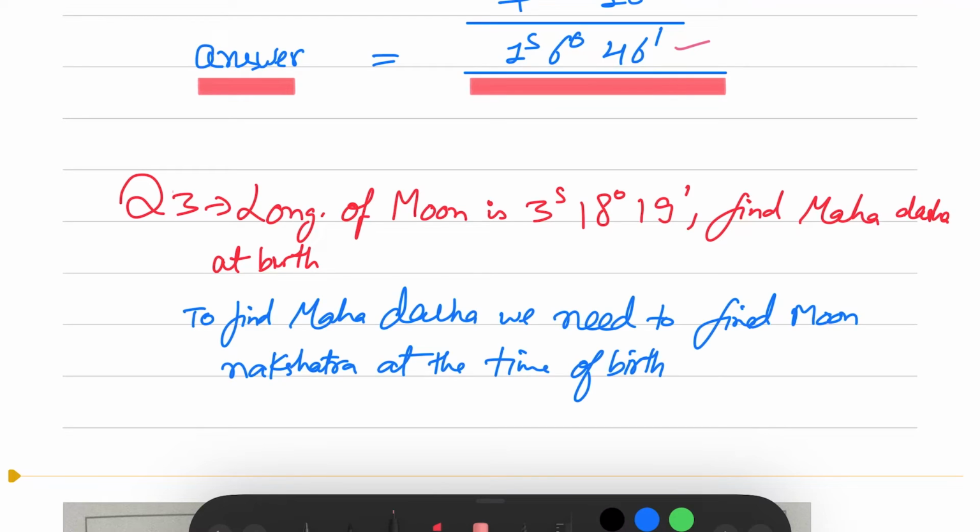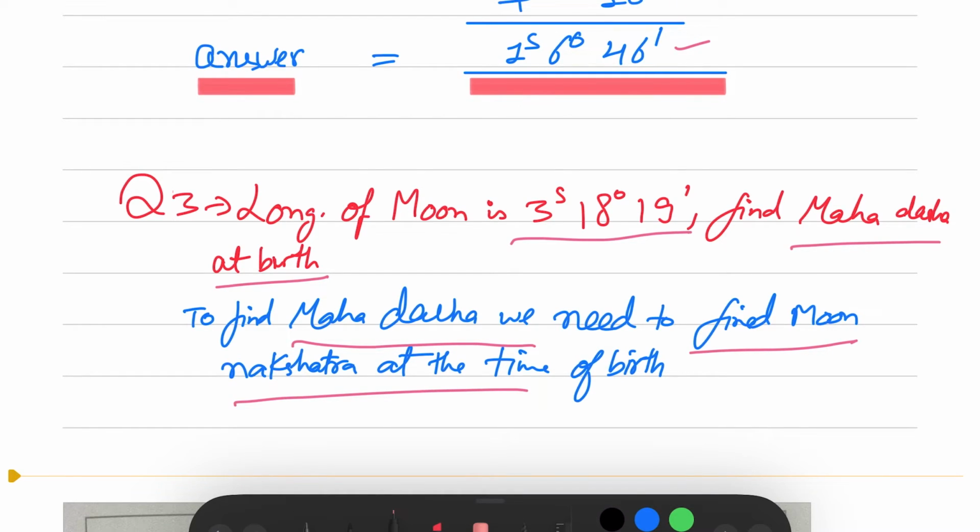Now the third question, this is an important question. If the longitude of the moon is 3 sign 18 degrees and 19 arc minutes, find the Mahadasha running at birth. To calculate the Mahadasha at birth, we need to find the moon's nakshatra, and whosoever is the lord of that nakshatra, that planet's Mahadasha will be running at the time of birth for Vimshottari Maha Dasha.